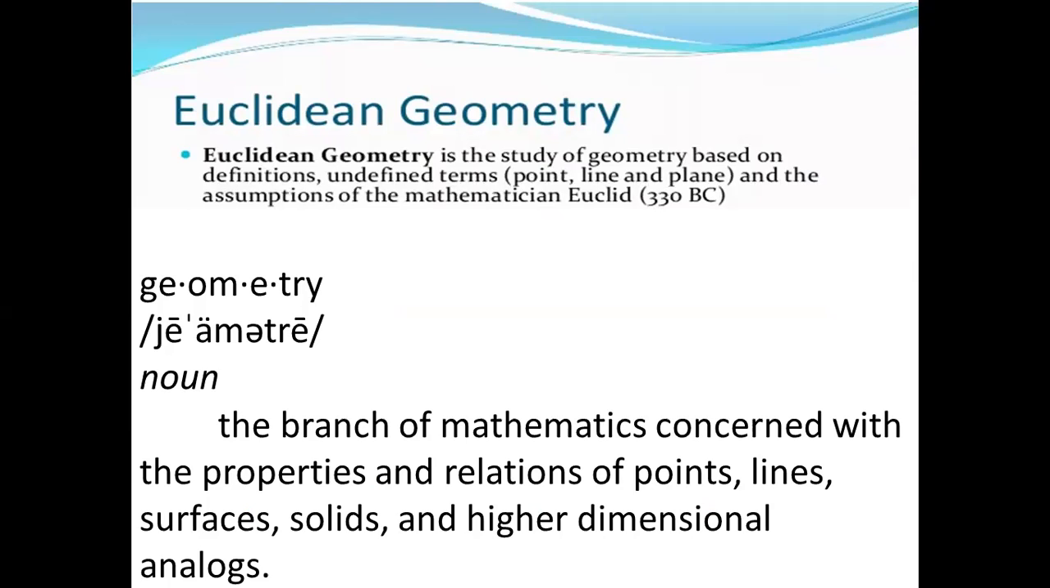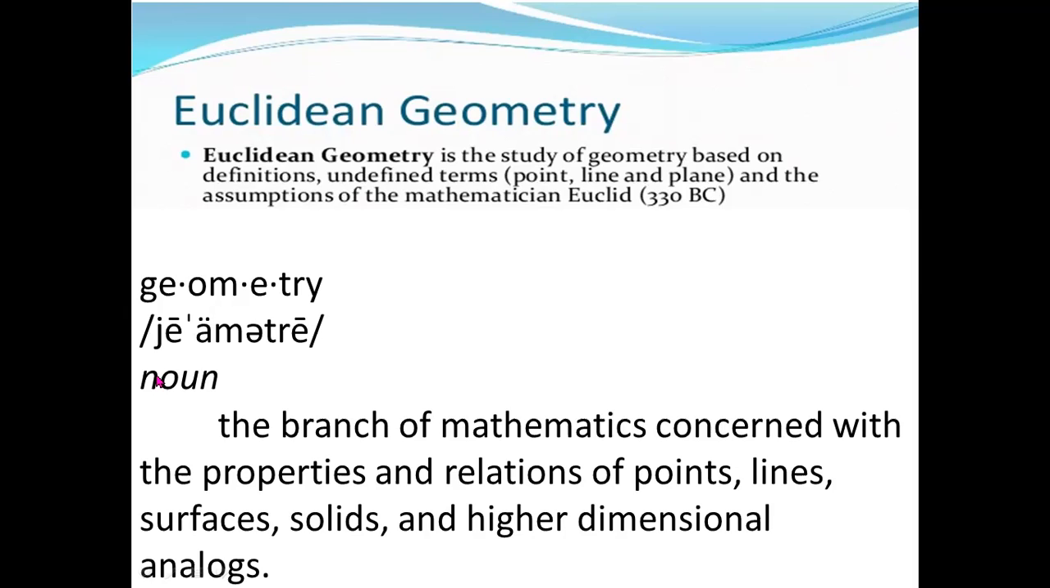Okay, so geometry, if we give the meaning, all right, will you please read, everyone? Please unmute and read. In 3, 2, 1, go. The branch of mathematics. Guys, please read. The branch of mathematics concerned with the properties and relations of points, lines, surfaces, solids, and higher dimensional analogs.